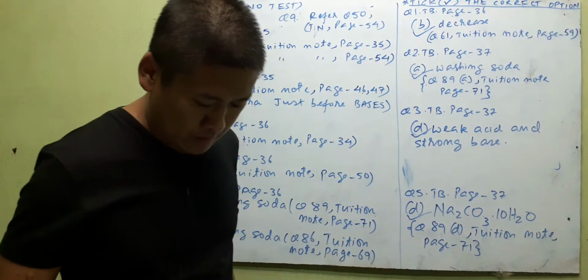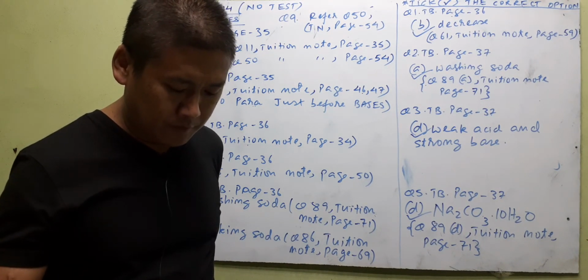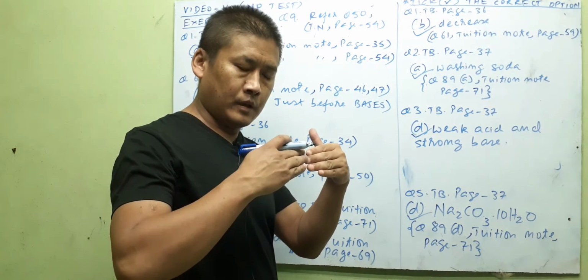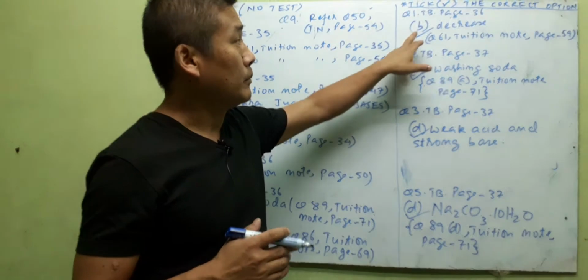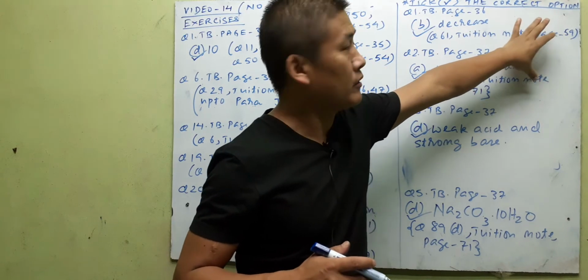Let me read the question. With the increase in concentration of hydrogen ion, pH value will decrease. We have learned this, right? The more the hydrogen ion, the lesser the pH. But for reference, you can just write down question 61, tuition note, page 15. We have discussed all these things, okay, previously.